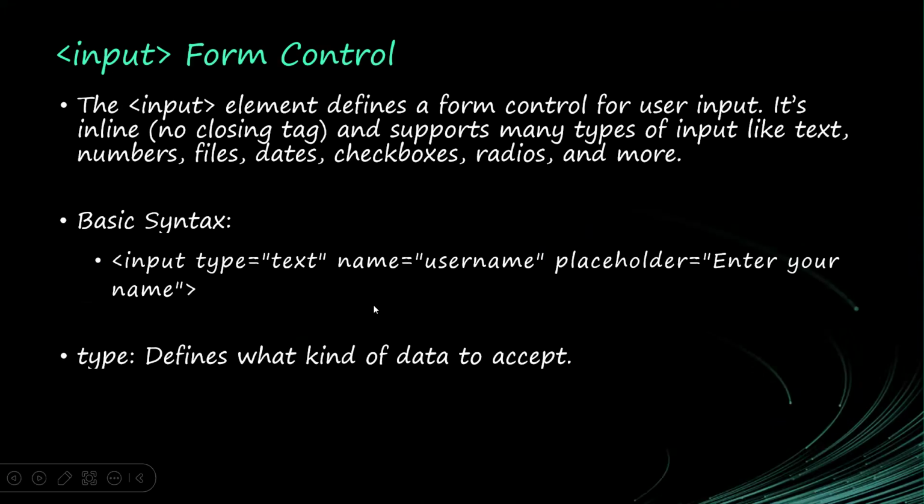Now we also have some attributes like the name, the username. We'll talk about them later on. The type defines what kind of data to accept. What kind of data are we accepting? Are we taking text? Are we taking numbers? Are we taking dates or images, whatever it is?